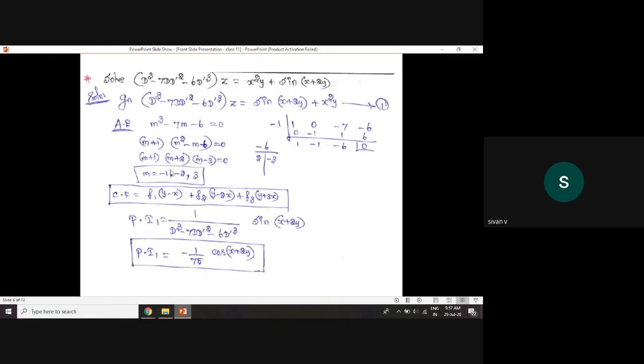Yes, students, can you tell me whether the roots are different or equal? Different, sir. Tell me, can you hear? Different, sir. Different.